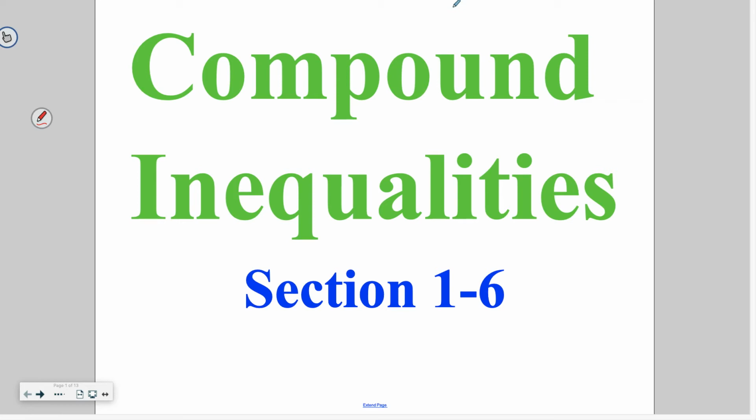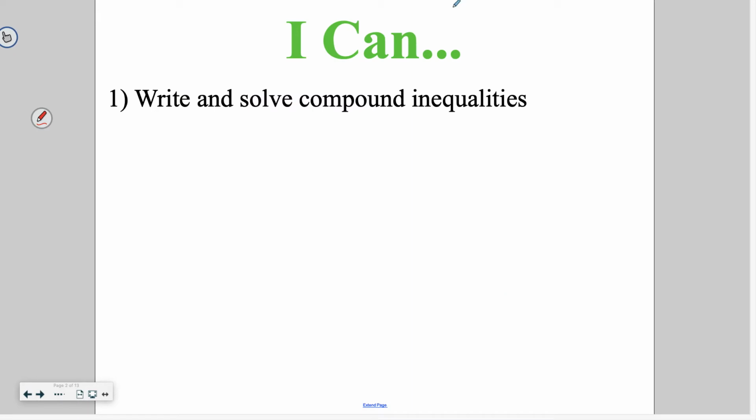Hello class, and welcome to section 1.6, which is about compound inequalities. By the end of today's lesson, you will be able to write and solve compound inequalities.